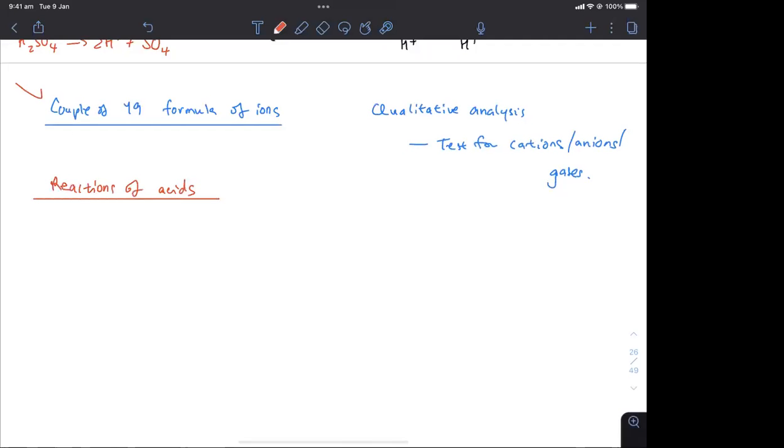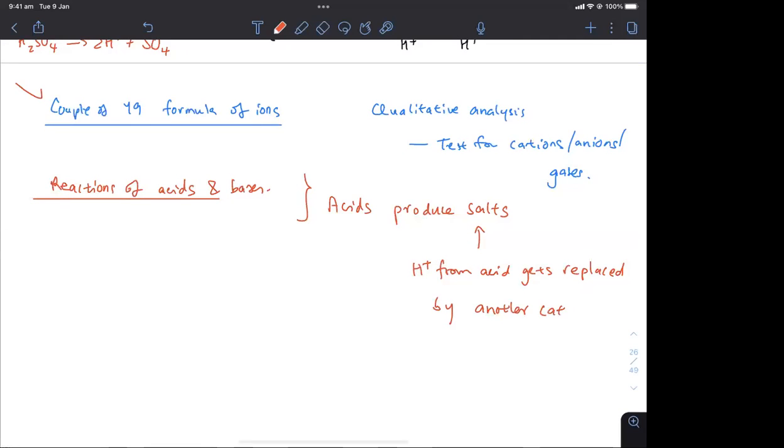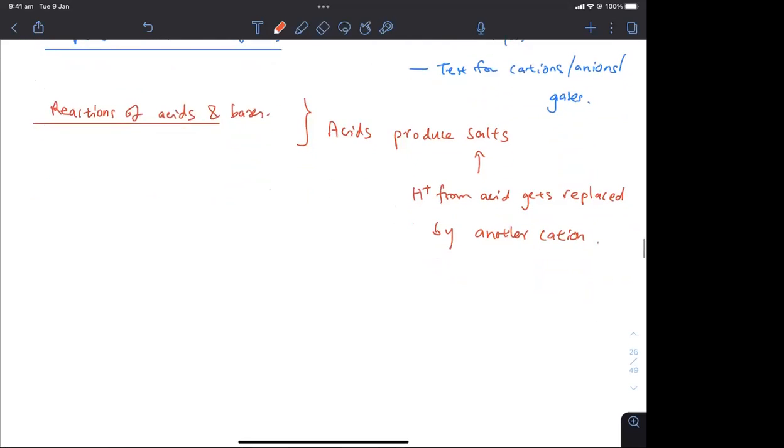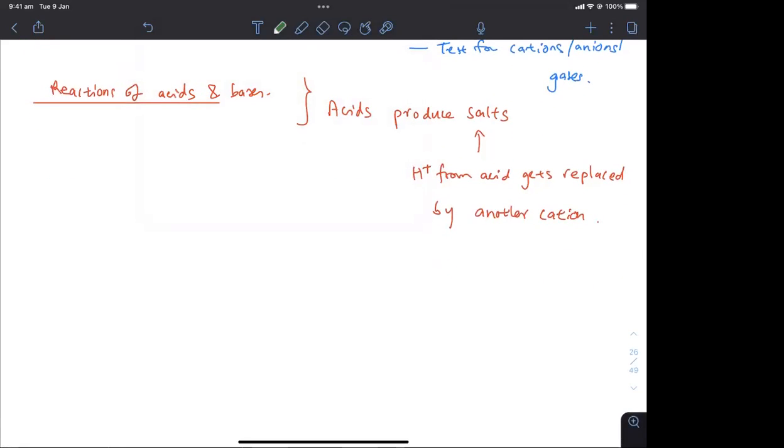Now, reaction of acids and bases. Acids give you salt. That is the most important thing. Whenever there's a reaction of acid with something, you always get salt, okay? What happens in salt is the H plus from the acid gets substituted by another cation. So something else takes the place of the H plus. So the name of the salt will still contain the anion because you're just replacing the H plus.